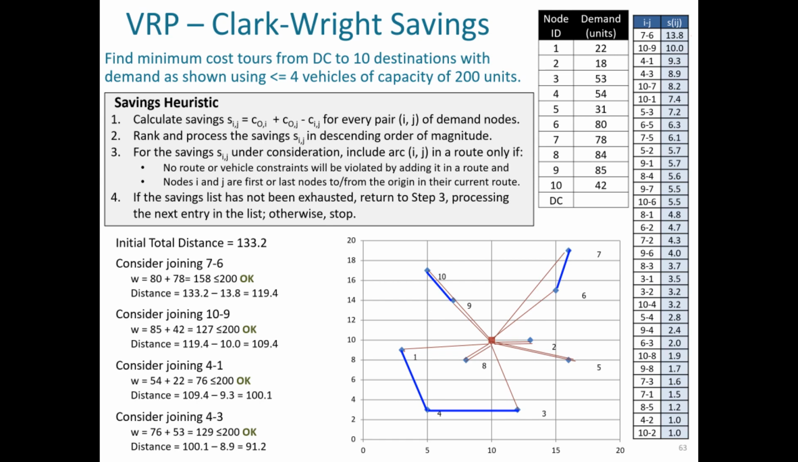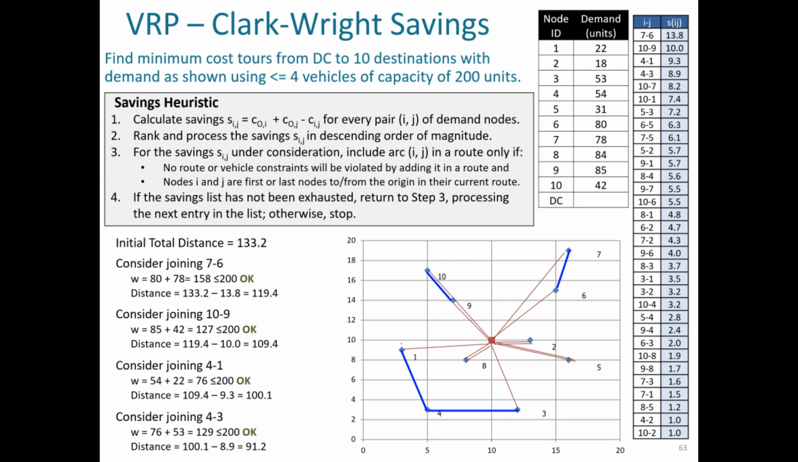So now what I've got here is a tour from the DC to 1 to 4 to 3 and back to the DC. When I was talking earlier about an interior node, that's like node 4 here. So I can't pair node 4 using the Clarke-Wright algorithm to any other node now because it's interior. I can only consider the end nodes of a tour. Okay, so let's keep going.